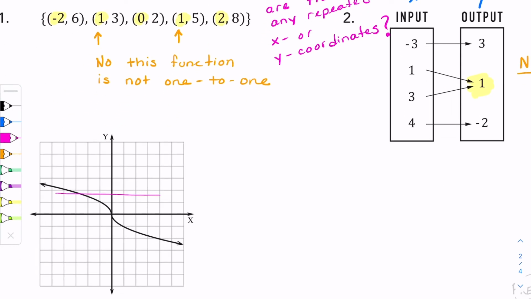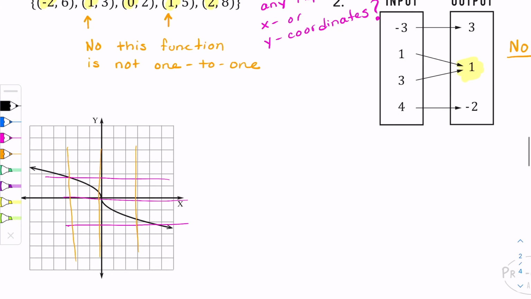Number 3 would pass every horizontal line test, and it would also pass every vertical line test. So therefore, yes, this is a one-to-one function.